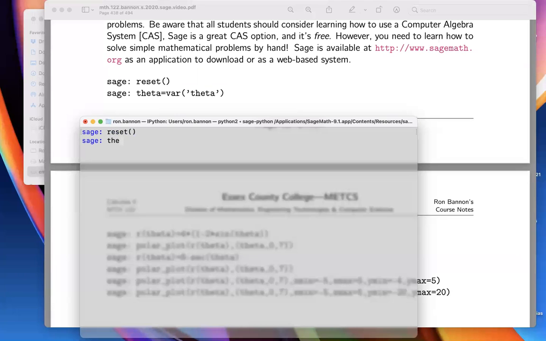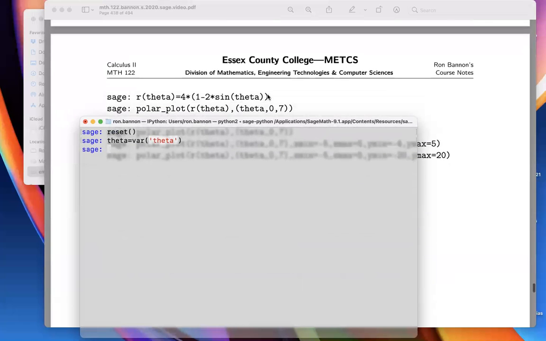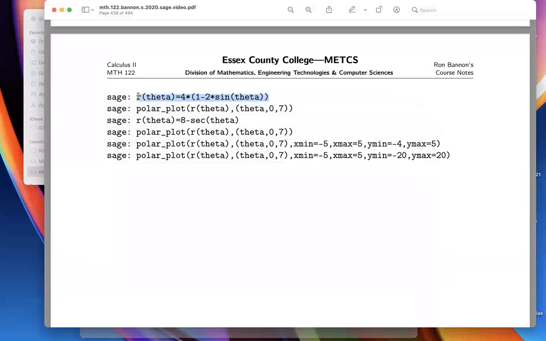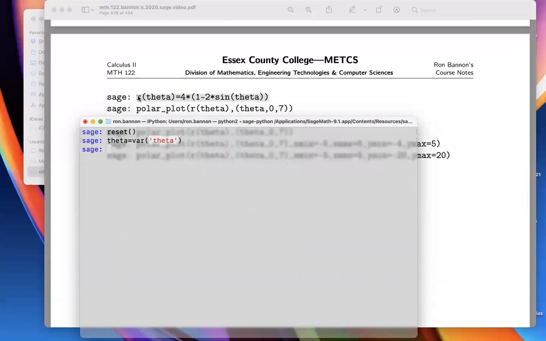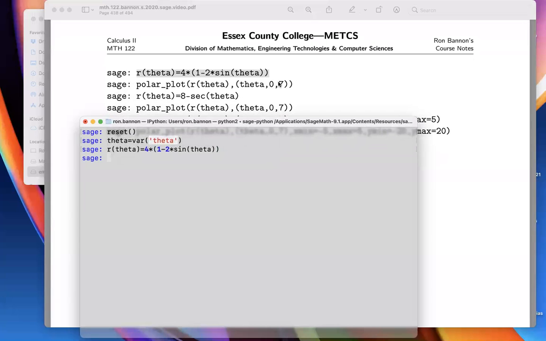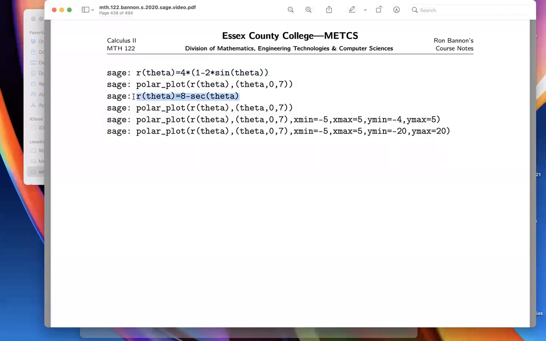Now I'm defining a variable, and it's a multi-letter variable. I'm going to say theta now is a variable. And what's that variable? It's theta. And I did that. And I'm going to say that R is a function of theta now. I'll read this to you. Your goal is also to read, though. What does it say? R of theta is equal to 4 times 1 minus 2 sine of theta. Well, that's pretty simple. And then this one over here, I want to do the polar plot.